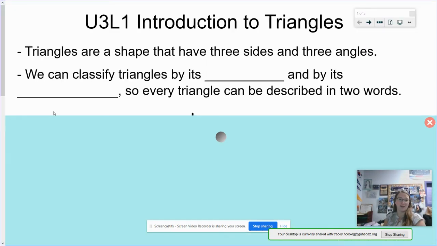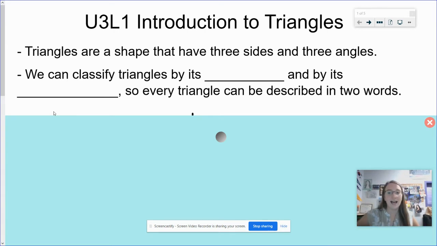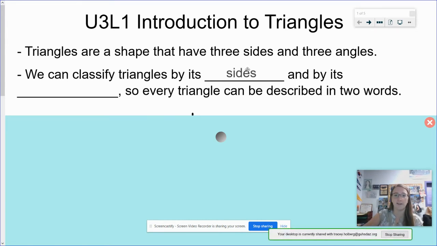Triangles are a shape that have 3 sides and 3 angles. That's what tri means, 3. Pretty obvious. You don't need to copy that down if you don't want to, because you should know that. But we can classify a triangle. Remember that classification means describing something. So we can describe a triangle. We can classify it by its sides and by its angles.